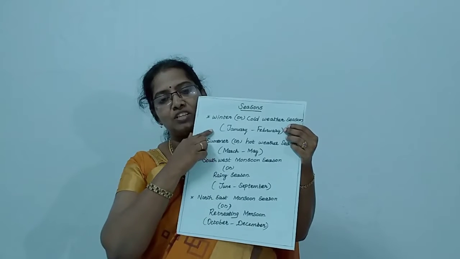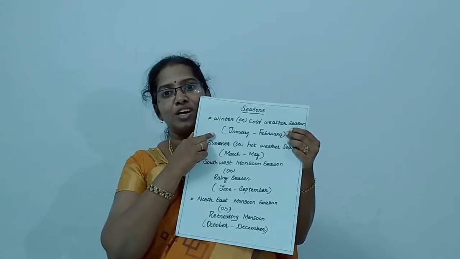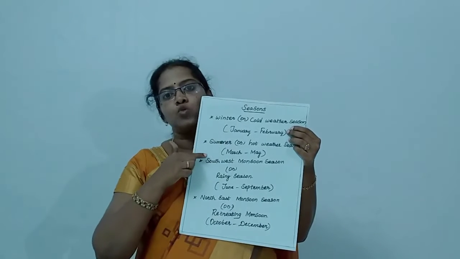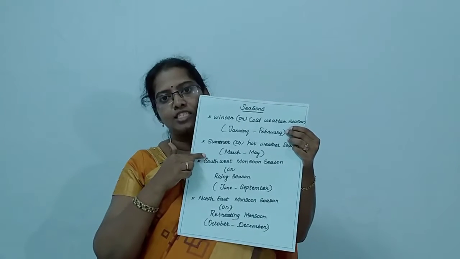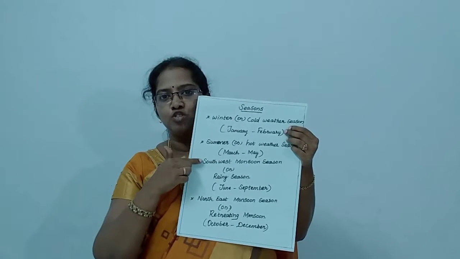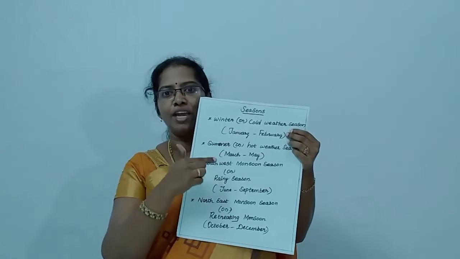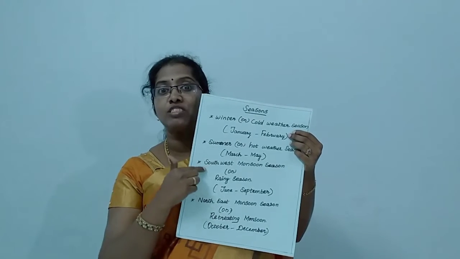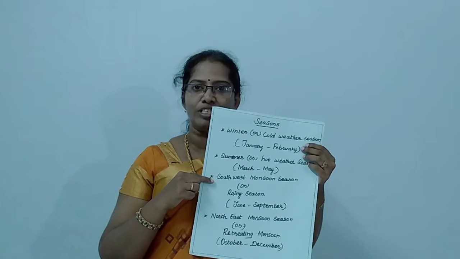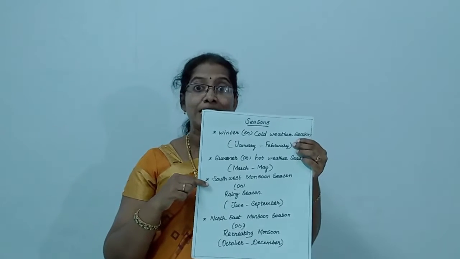Winter season in the sense, which month to which month? January and February. The next one, summer season, March to May. March month it used to start, May month it will end. Next one, southwest monsoon. When the schools are reopening, southwest monsoon, from the June 1st week onwards, it will start.